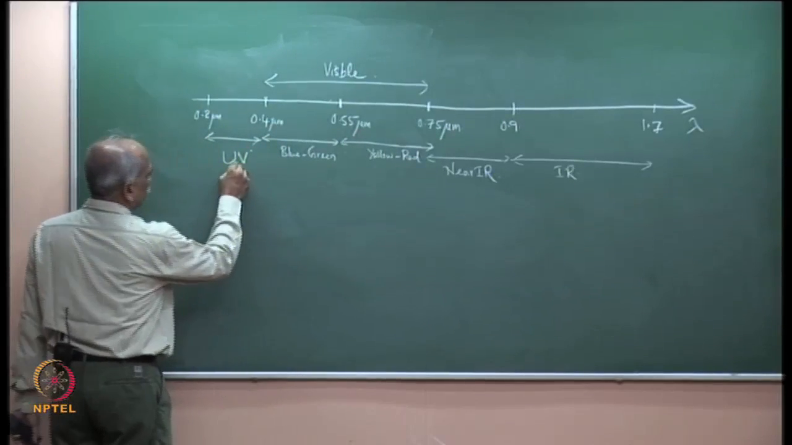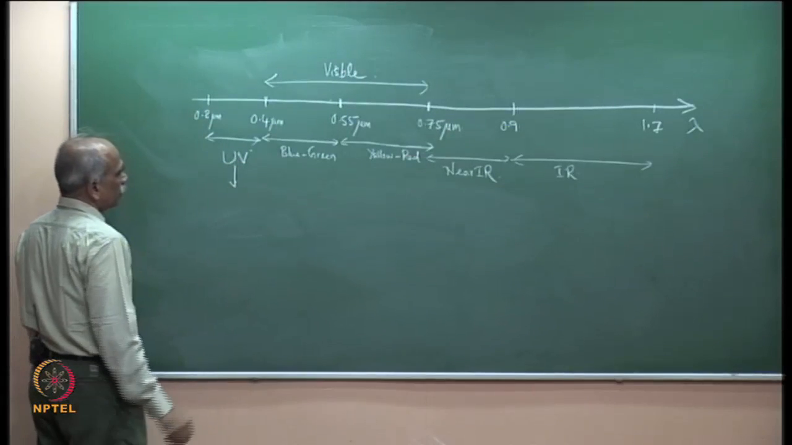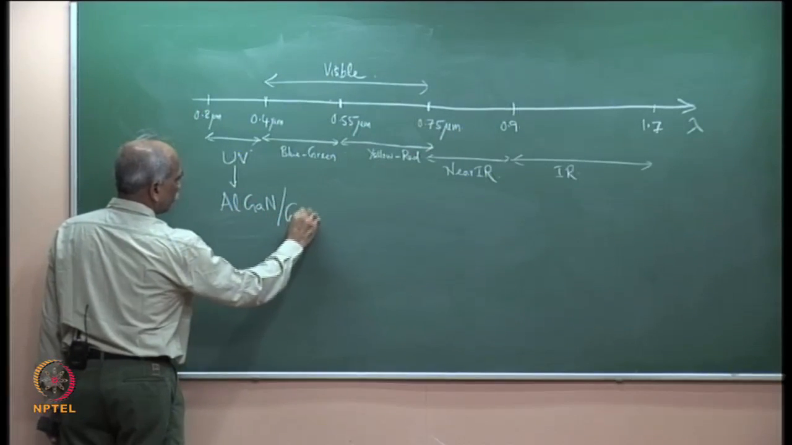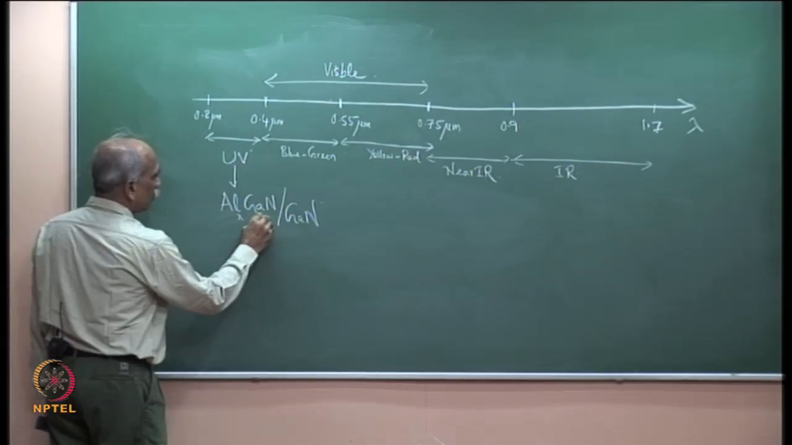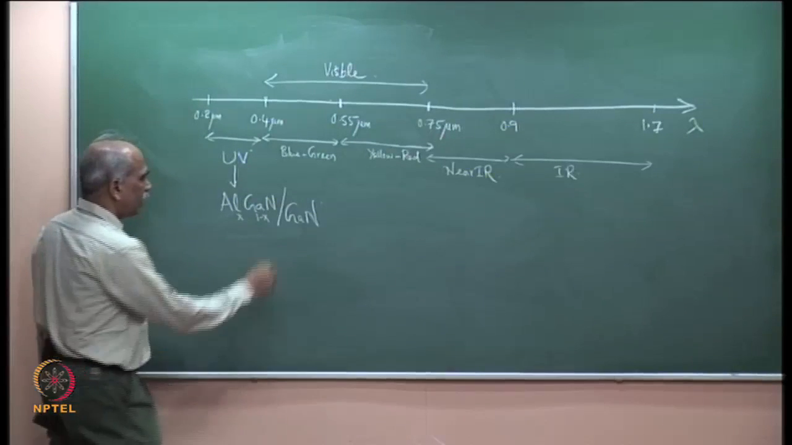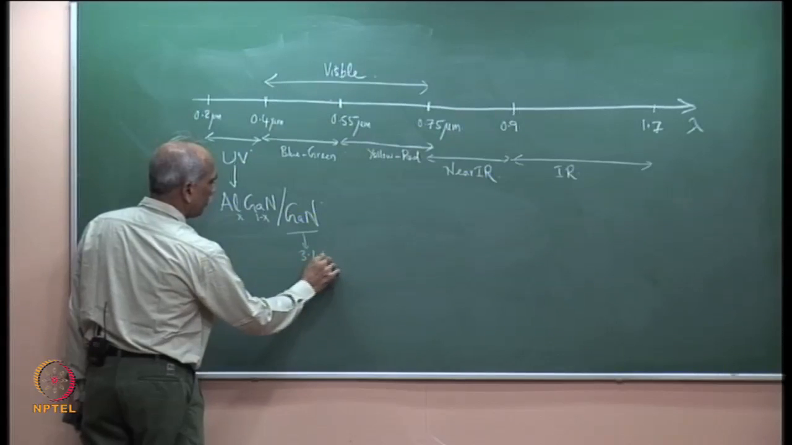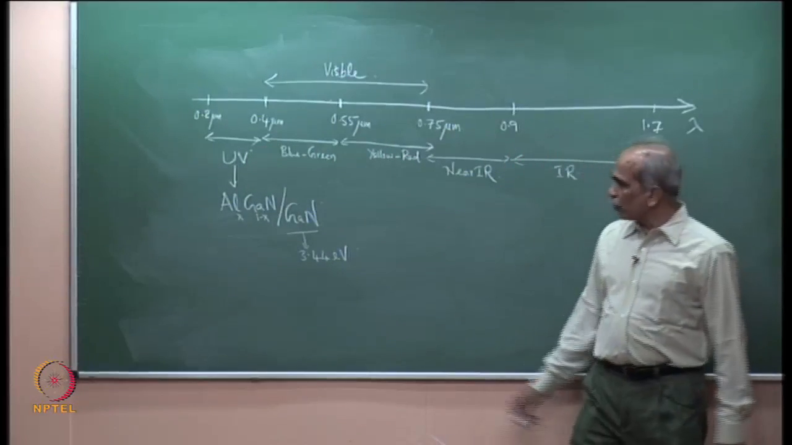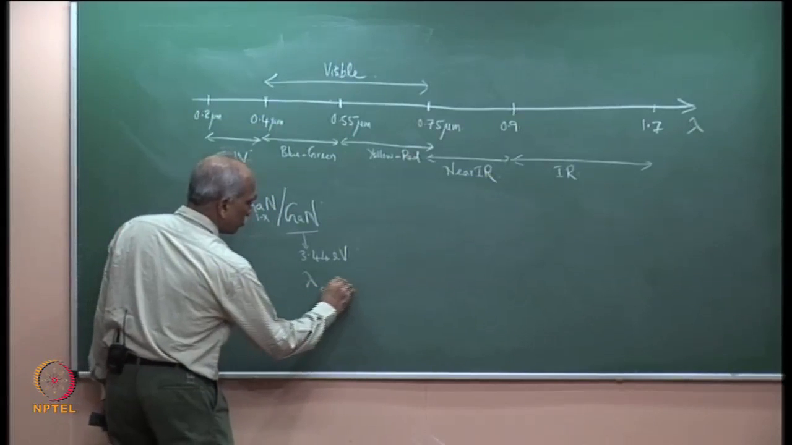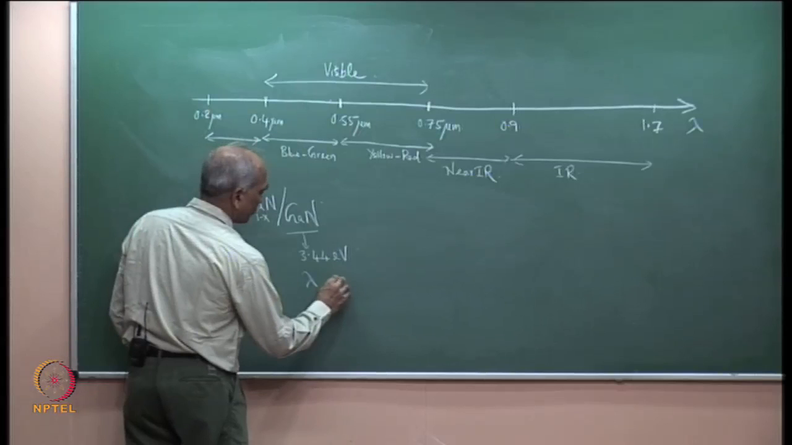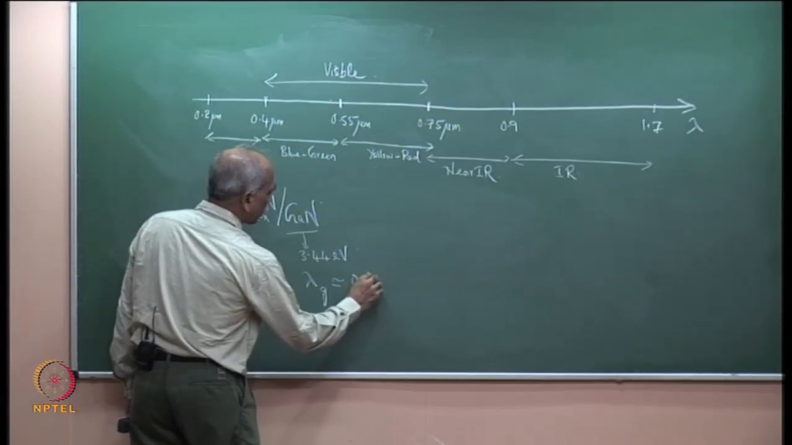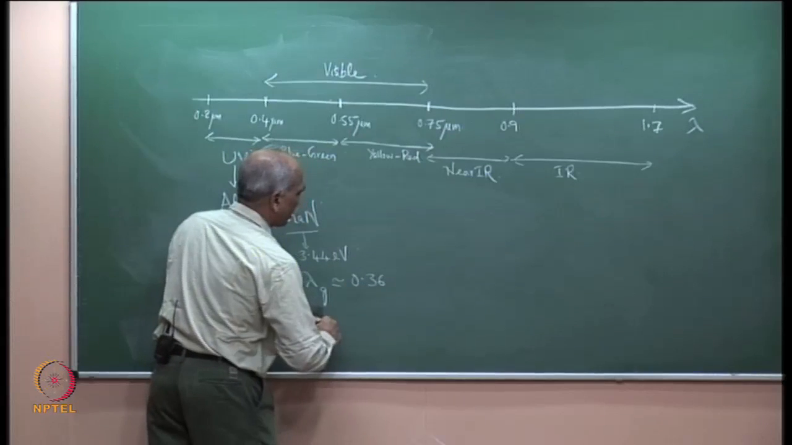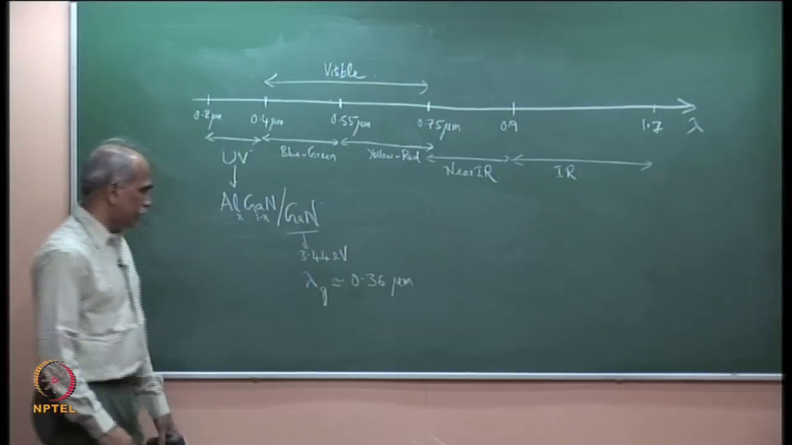Let me start from this end, UV. These UV LEDs are aluminum gallium nitride, Al_x Ga_(1-x) N, and gallium nitride. Gallium nitride has a band gap Eg of 3.44 eV. You can calculate lambda g very quickly: 1.24 by 3.44, approximately 0.36 micrometer, or 366 nanometers.